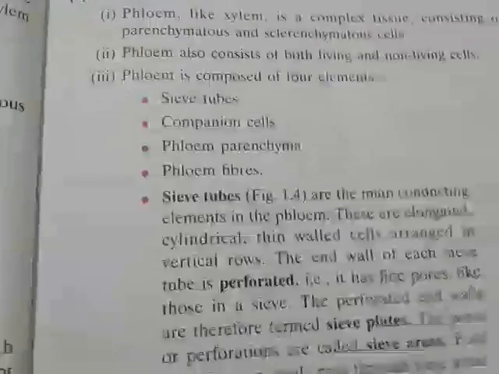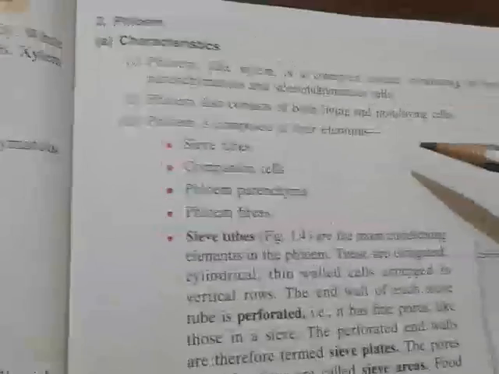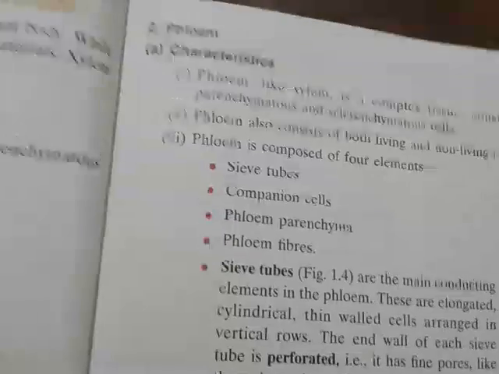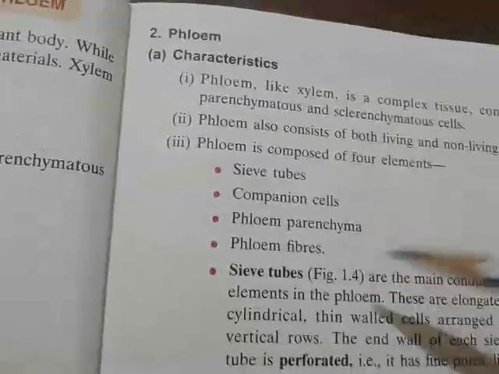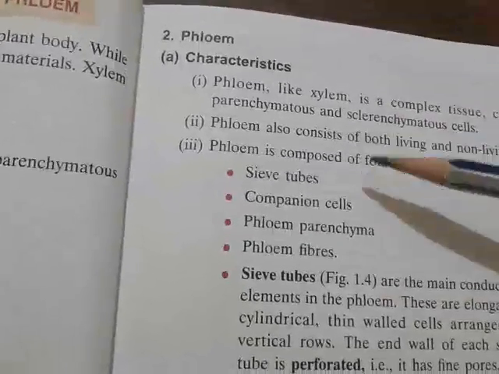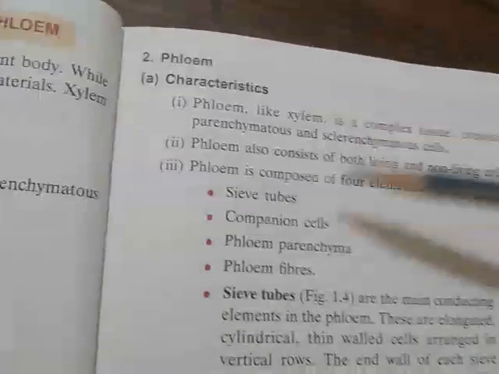Now coming to phloem. So phloem, all of you know that. Phloem is one kind of conducting tissue. Its purpose is that whatever food is processed by the process of synthesis, after the food is synthesized it is transported to all parts of the plant by this conducting tissue. This is called the phloem.